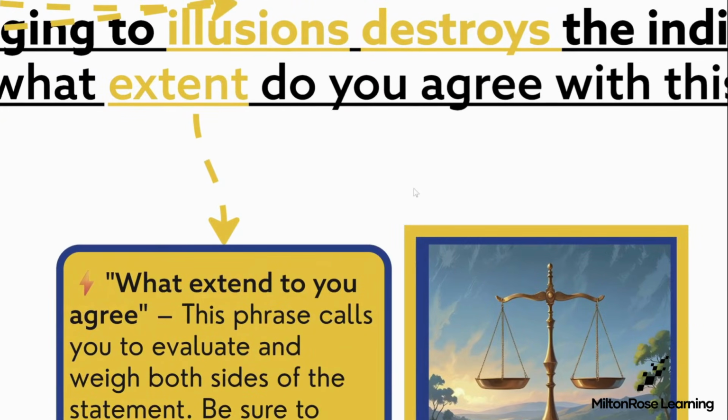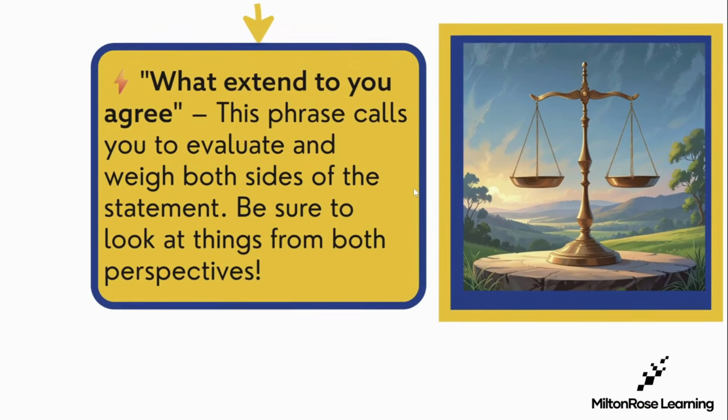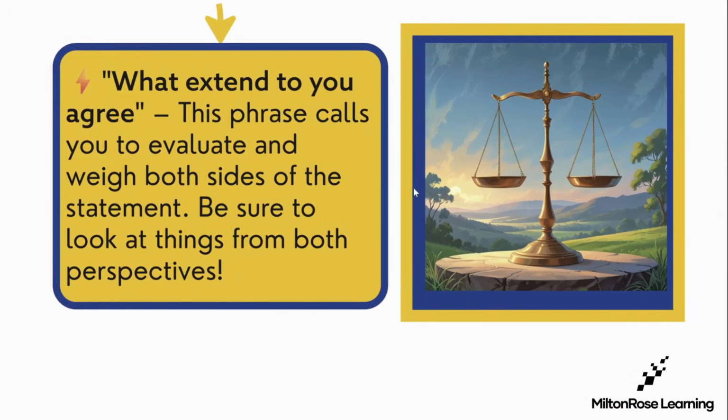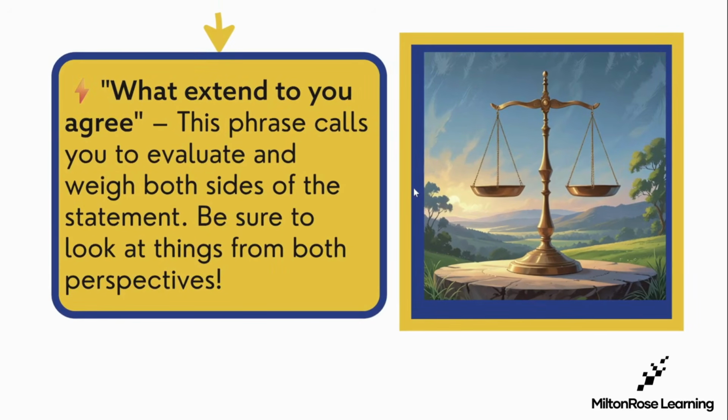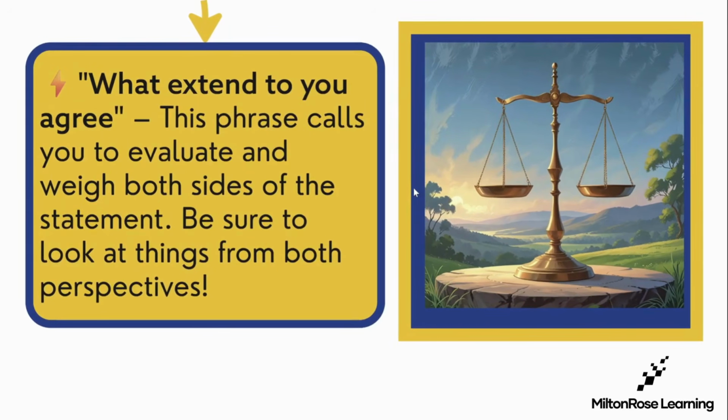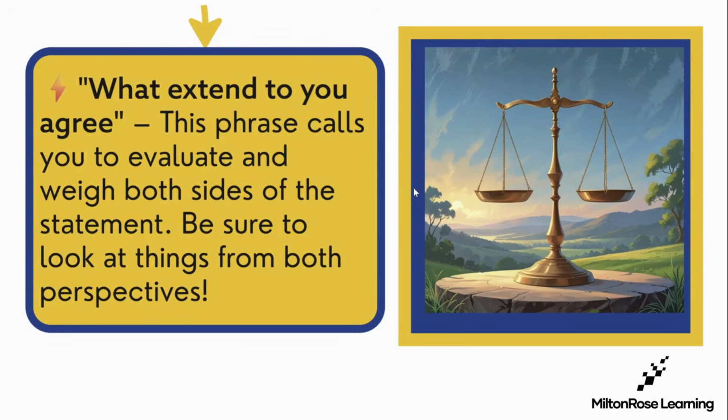And then, to what extent do you agree? It's a classic extent question. So there you must give and evaluate. You must weigh both sides of the argument. It's almost telling you the essay structure to use. Be sure to look at things from both perspectives. Don't just look at one side of that view. Give me the other side as well, and you won't be far wrong.